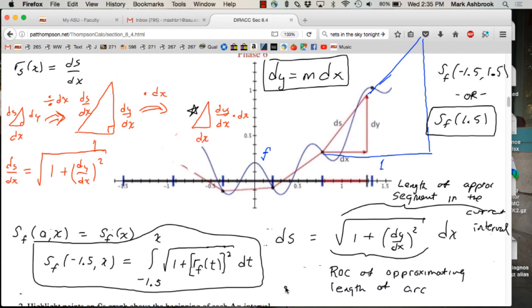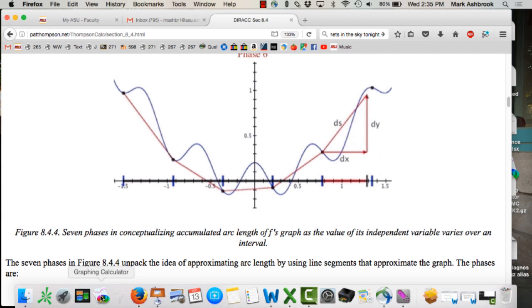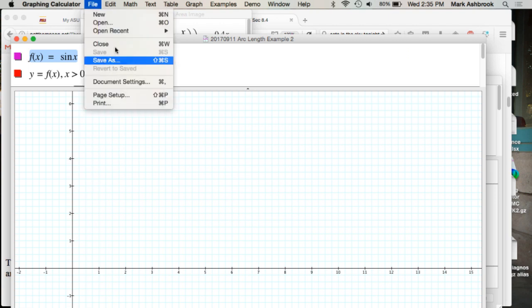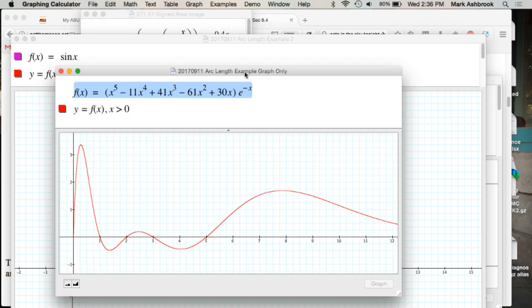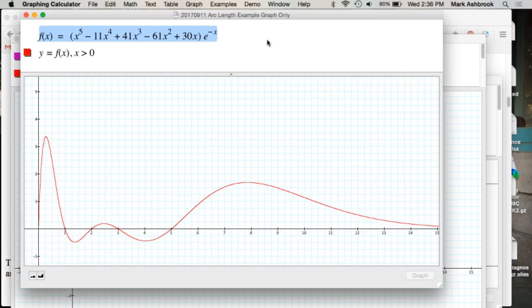Okay, so I got an example here. So here's one. Here's the function, a polynomial times e to the minus x, and I'm starting from x0.